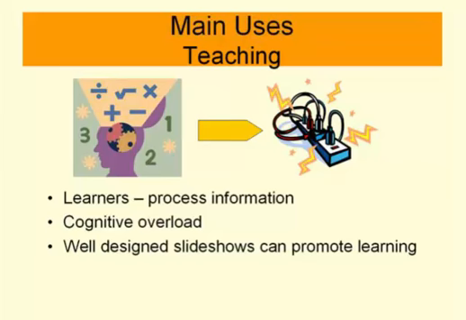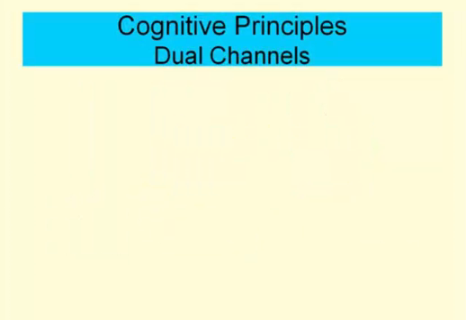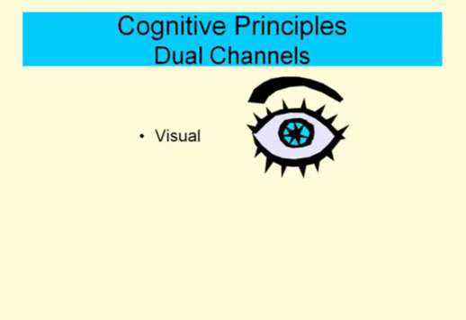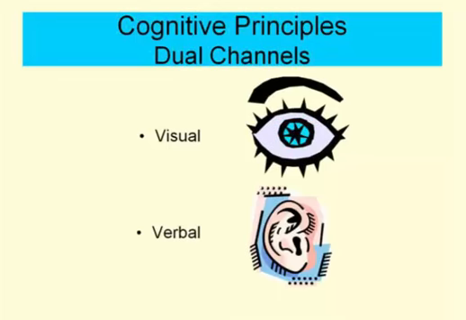Cognitive scientists describe three important principles of information processing that are relevant for PowerPoint users. Firstly, dual channels. People have two separate information processing channels for receiving input, visual and verbal. Presentations should use both words and pictures to convey the message.